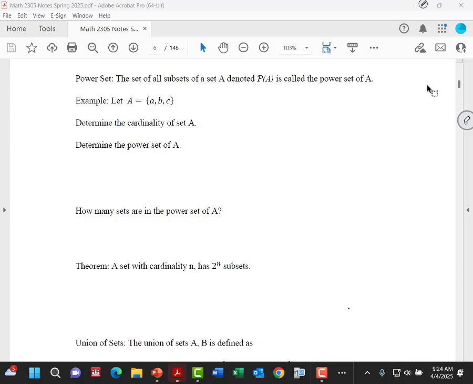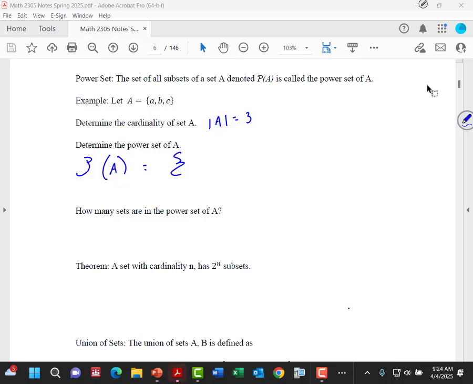The power set. The set of all subsets of a set A, denoted by power set of A, is as follows. It is the set of all subsets of a given set. So let's say I take a look at the set A, which is simply the letters A, B, and C. The cardinality of set A is 3, and I wish to determine the power set of set A. So the power set of set A is the set of all subsets.